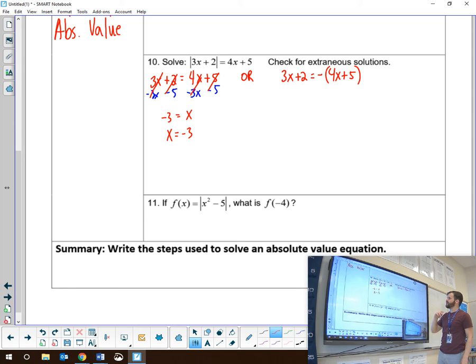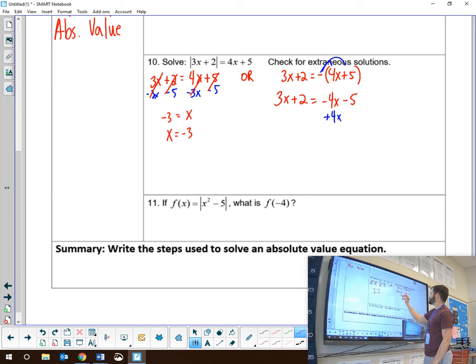Okay, now for my other solution over here. We're going to start off by distributing this negative. So we're going to have a negative 4x minus 5 equals 3x plus 2. And so we can go about solving in a similar way. Let's go ahead and add 4x to both sides. Let's minus 2 to both sides. And so we're going to have a 7x equals negative 7. Divide both sides by 7. So x equals negative 1.